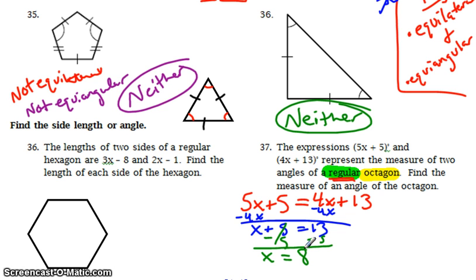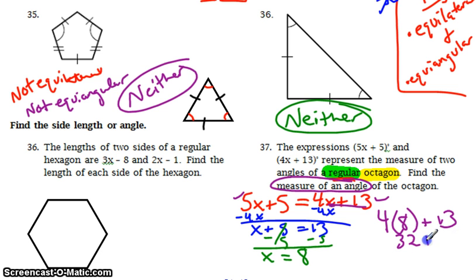No, because they don't ask me for x, they ask me for the angle measure. Find the measure of an angle. So I get to pick either one of these to plug into. I'm going to plug into 4x plus 13. So 4 times 8, notice I'm plugging in 8 for x, plus 13. So 32 plus 13 is going to give me 45. So the measure of the angle should be 45 degrees.